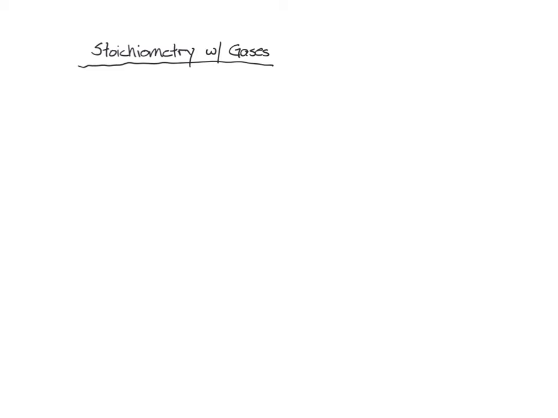Alright, so in this video we're going to explore how we can carry out stoichiometric calculations for gases as opposed to solids and liquids. Now if you think back to when we first introduced stoichiometry, I had created this little flowchart where we said that we can convert moles of a compound to molecules of a compound. And the conversion factor that we would use for that was Avogadro's number.